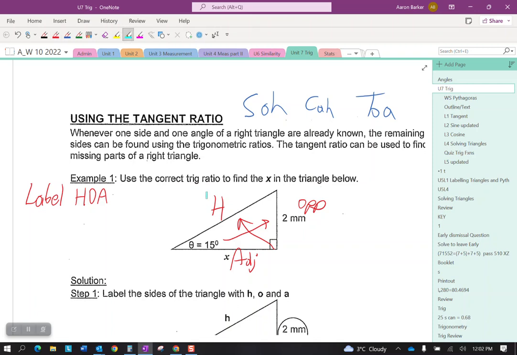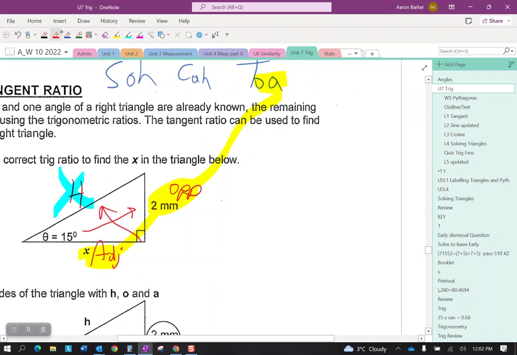So we don't care about H this time. 2 is the opposite side, and we're trying to find the adjacent. So which ratio of SOHCAHTOA has O and A in it? Tangent. So we have to use the tangent ratio. We start by writing down tan theta equals opposite over adjacent.